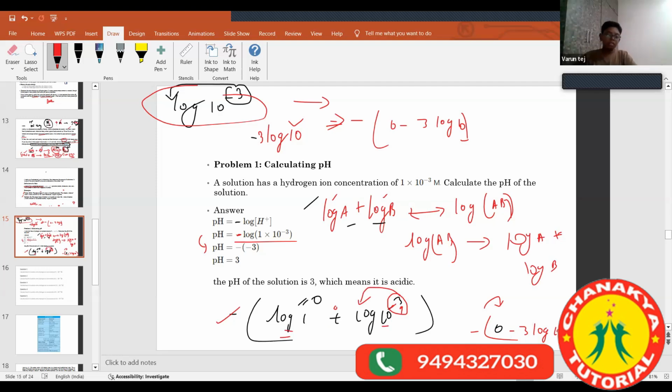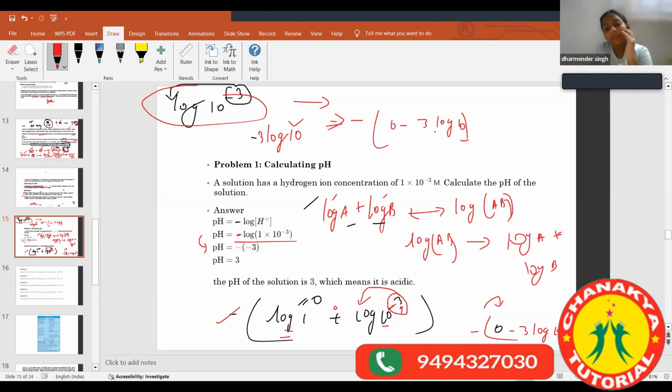How did you get log 1 equals 0? Is that a rule? No, it is the value of log. You can take your calculator and calculate the log value of any number: log 1, log 2, log 3, log 4. You start from 0. For example, log 2 value is 0.30, log 1 value is 0, log 3 value is 0.47, log 4 value is 0.60. Like that it increases. You don't have to worry about that. If you have a scientific calculator, you can easily calculate the log value.